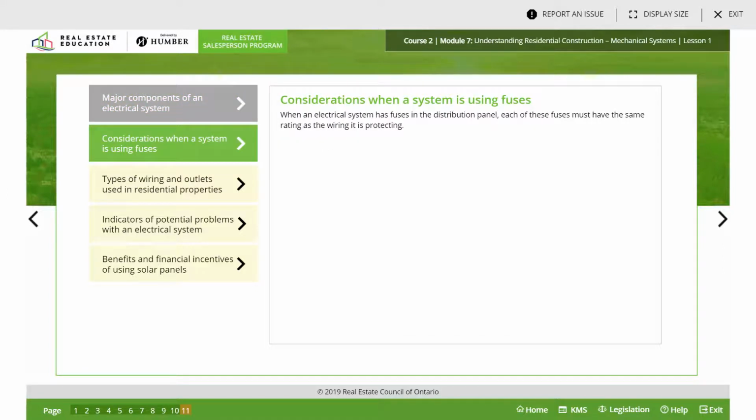Considerations when a system is using fuses. When an electrical system has fuses in the distribution panel, each of these fuses must have the same rating as the wiring it is protecting.